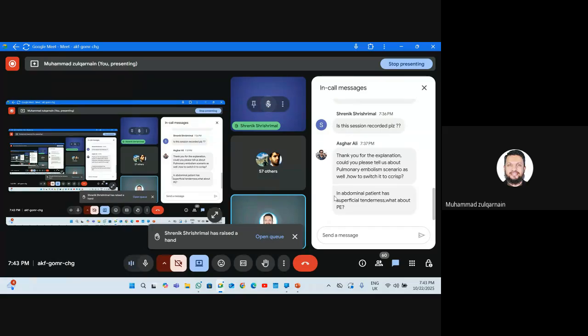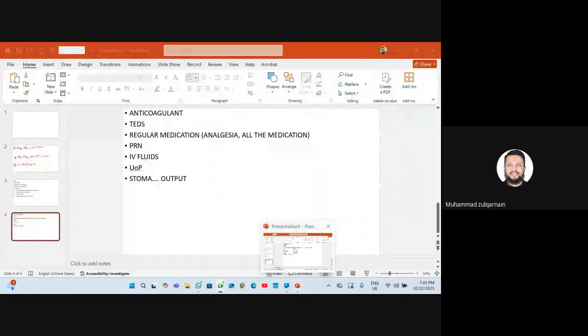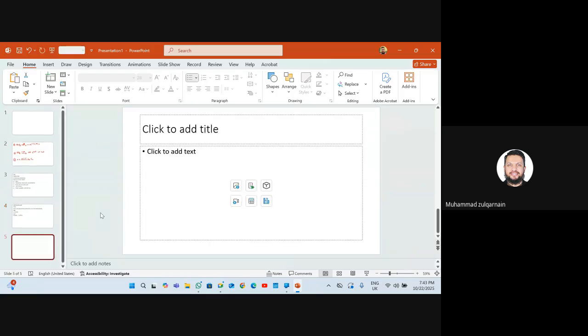Okay, very good. So now we are coming to the next scenario, the second one. The second scenario is related to pulmonary embolism. So just a second. My screen is visible to everyone, right? Okay. So now the second scenario. This scenario is a different one.